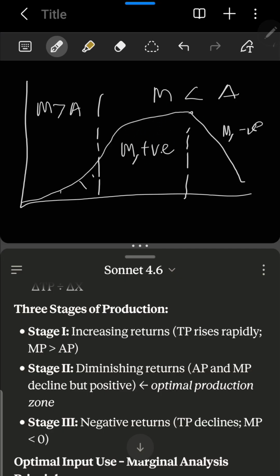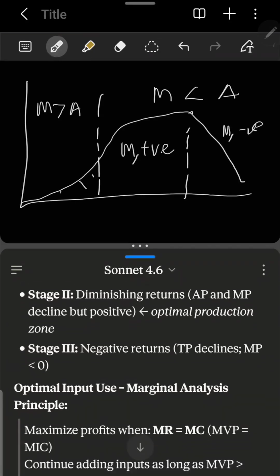But then there is the third stage of negative returns, where the total physical product declines and marginal physical product is negative, or less than 0. And this is the point you should not reach; you should not cross this line. So you should work between these 2 lines, whereby the returns are diminishing, but they're still there. Once you get negative returns, it no longer makes sense to continue adding inputs.